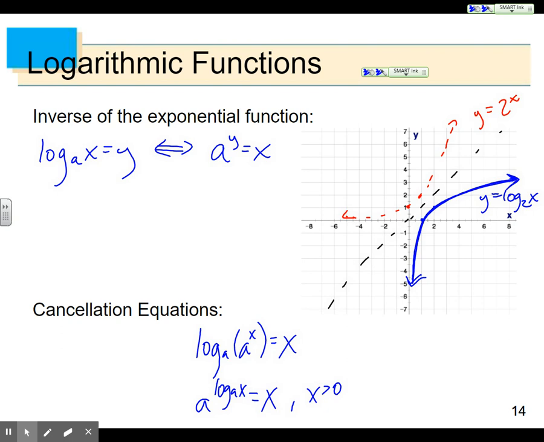Because if I'm just taking a regular log of any number, it is not able to come over here on the negative side unless I have a horizontal shift on it.